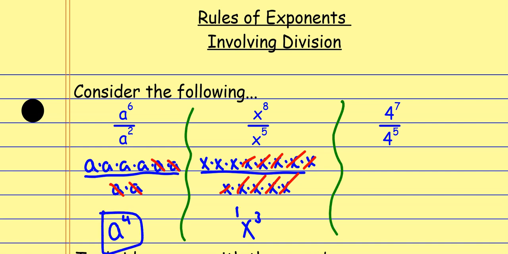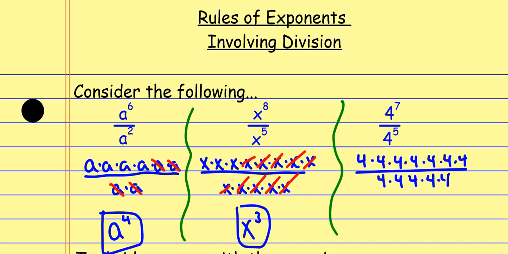And then the next one, again, I'm going to do the same thing, but with a 4 this time. So here I have 4 to the seventh power. That's like 7 of these 4s being multiplied. Over 4 to the fifth power, that's like 5 of these 4s being multiplied. So many 4s. And now I can cancel out. 4 divided by 4 is a 1. And these guys cancel, and this pair cancels, and this pair cancels, and this pair cancels, and I'm left with 4 times itself, which is 4 to the second power.